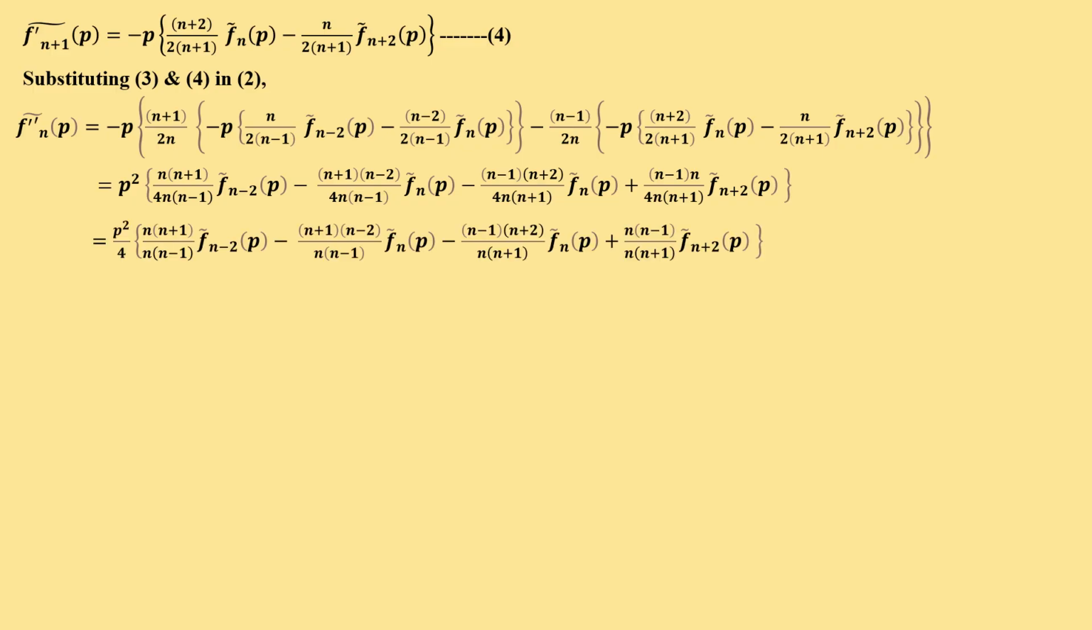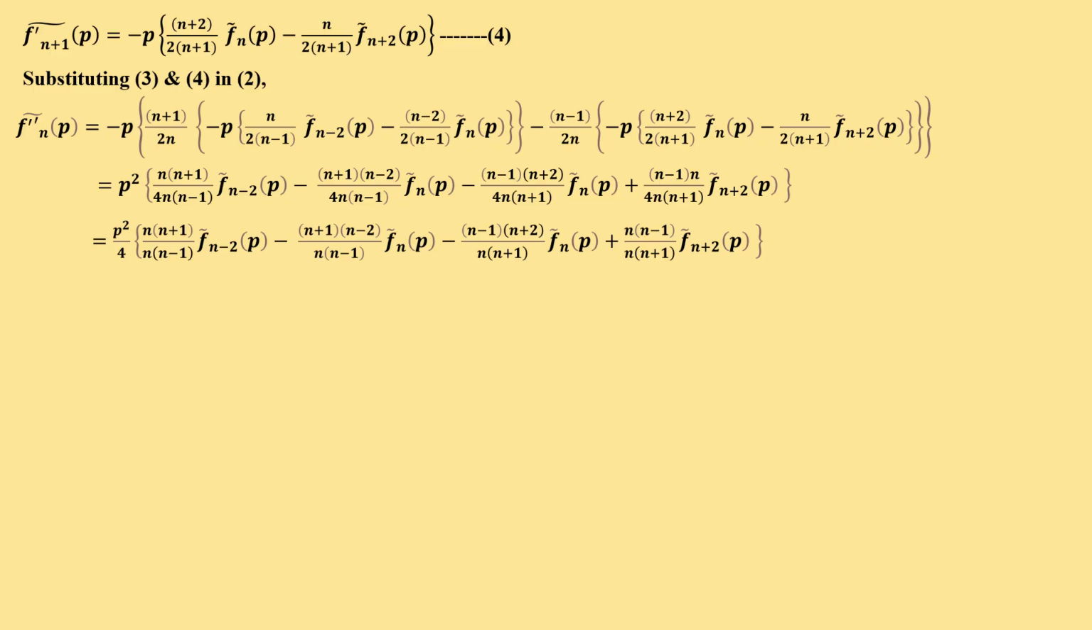Denominator 4n into (n plus 1), f_(n plus 2) bar of p, which is equal to p squared by 4n into (n plus 1). We are taking 1 by 4 outside, right, n into (n plus 1) by n into (n minus 1). We can cancel n and n, numerator and denominator also. We'll see in the next step, right?